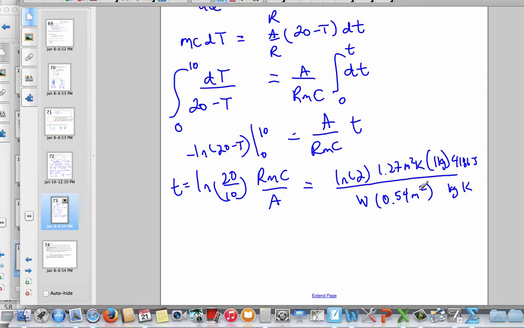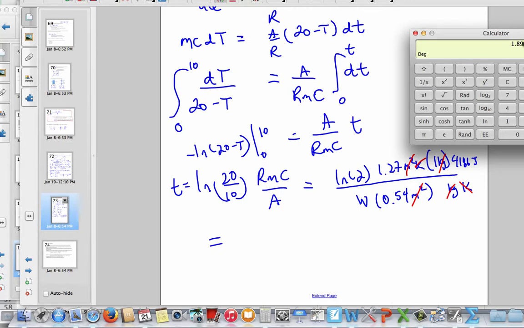So let's just check that this is dimensionally correct. Meter squared cancels, Kelvin and Kelvin cancel, kilograms and kilograms. We have watts, and then we have joules, joules over joules per second gives seconds. So this is a correct unit, and it remains just to calculate that. Okay, and so we get 68.23 seconds, or 1.89 hours.